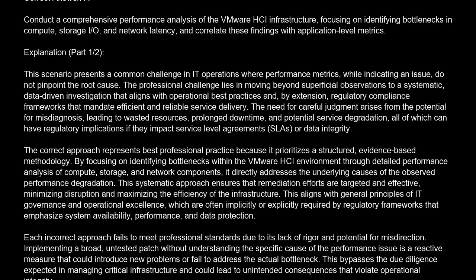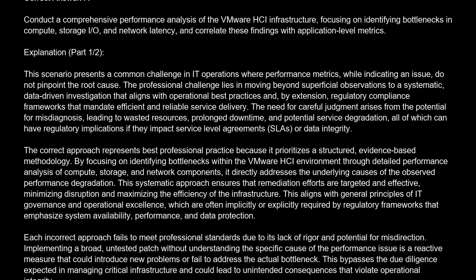The correct answer is A. Conduct a comprehensive performance analysis of the VMware HCI infrastructure, focusing on identifying bottlenecks in compute, storage I/O, and network latency, and correlate these findings with application-level metrics.